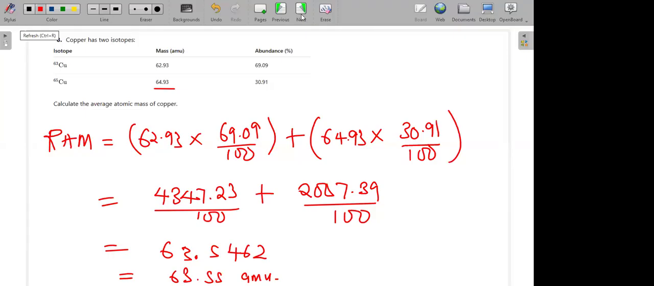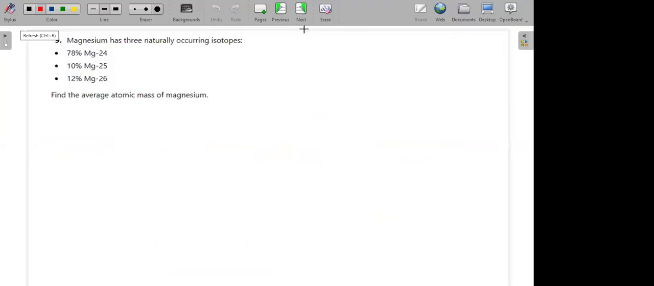Let's look at another one. This one involves magnesium. They're saying magnesium has three naturally occurring isotopes: 78% of magnesium 24, 10% of magnesium 25, and 12% magnesium 26. They haven't given you any masses here, so it's different from the previous example.